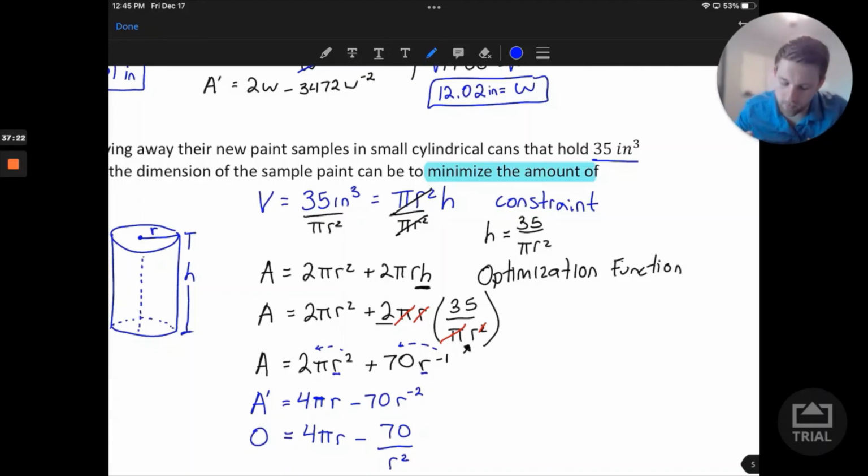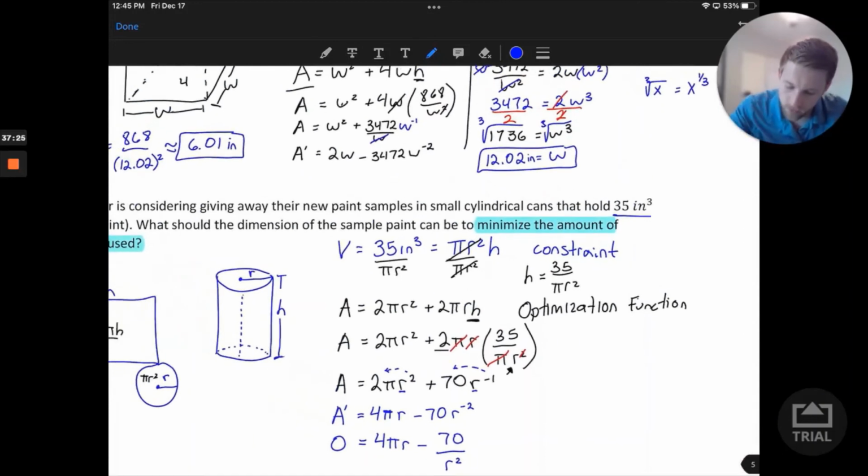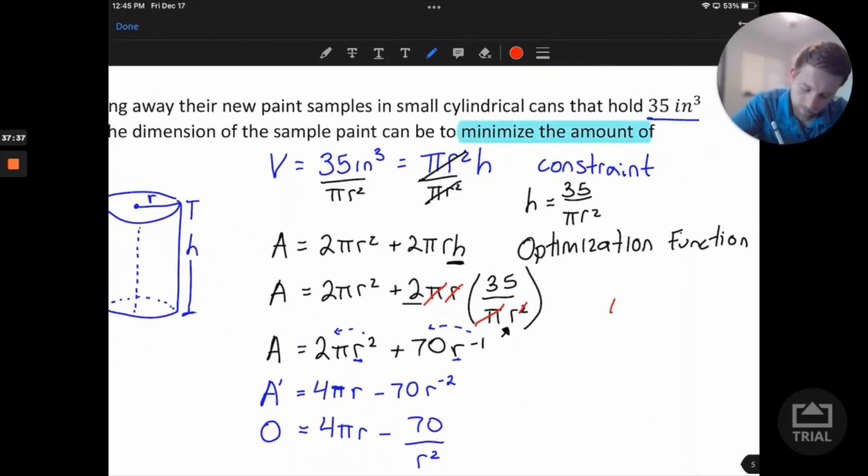Now we can go ahead and see where we could add and subtract. We could rewrite this expression as adding 70 divided by r squared over to the left. We'd have 70 over r squared is equal to 4 pi r. We can then multiply by r squared on both sides. And we'll receive back just 70 equals 4 pi r cubed.